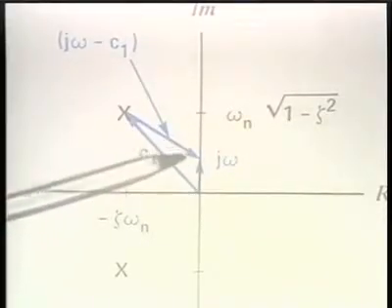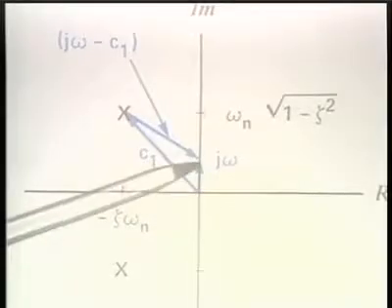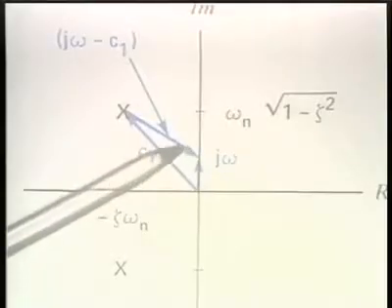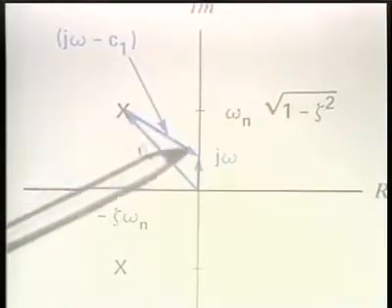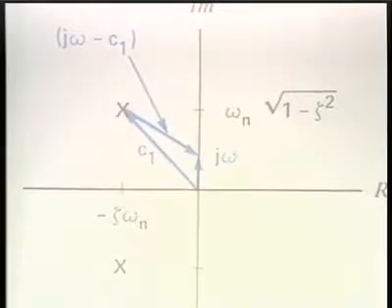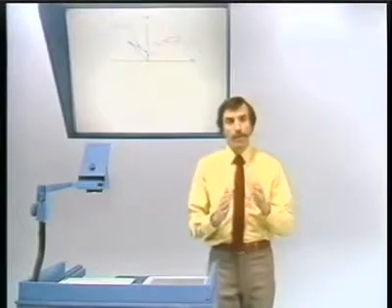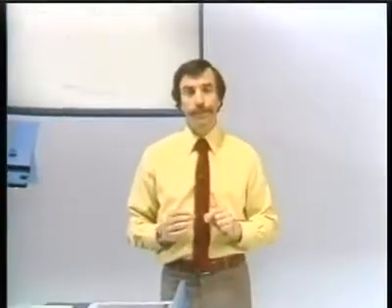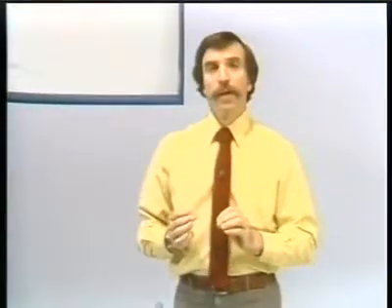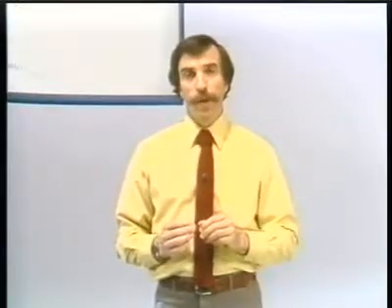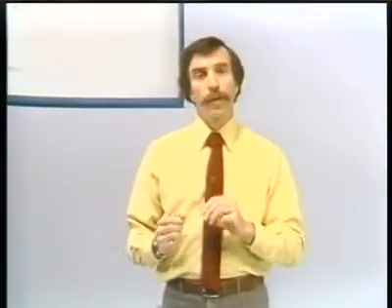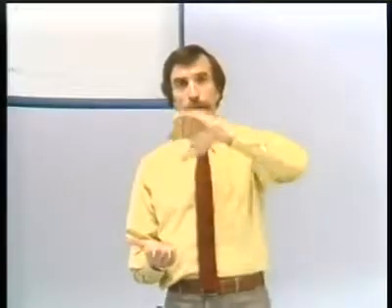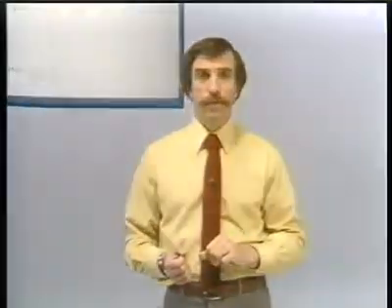Now, that's a little hard to see, just looking at one point, although notice that as we move along the j omega axis, as we get closer to this pole, this vector gets shorter, and so we might expect that the frequency response, as we're moving along the j omega axis in the vicinity of that pole, would start to peak. I think all of this is much better seen dynamically on the computer display. So let's go to the computer display, and what we'll look at is the frequency response of a second-order system as we move along the j omega axis.